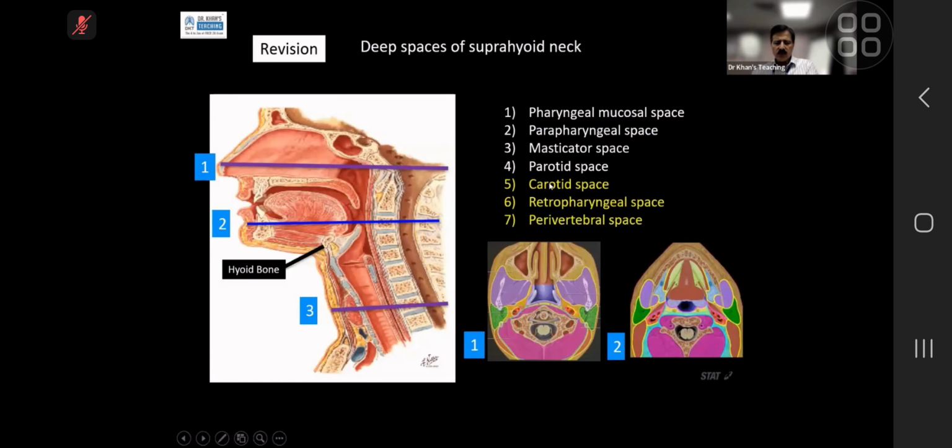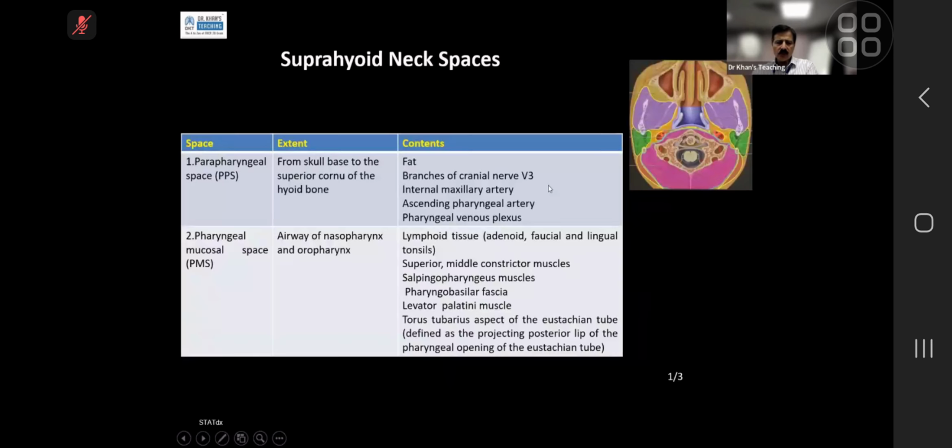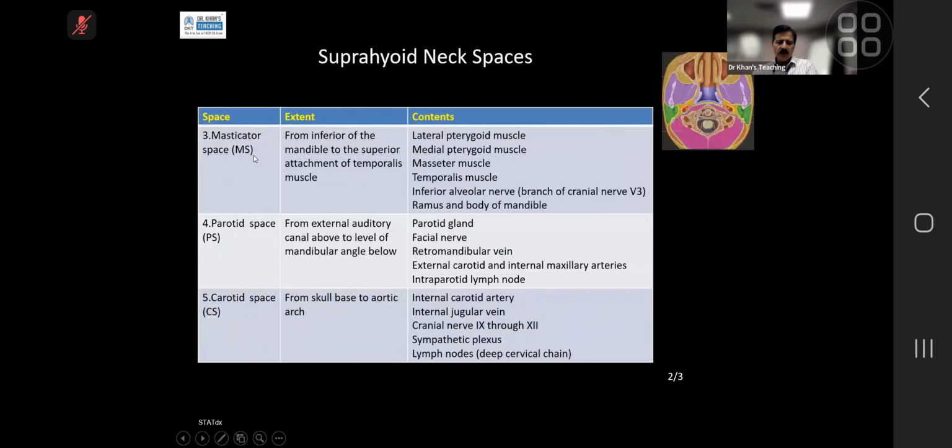And for each space, you should know what is the location, then what is the extent, and then what are the contents. So we will revisit the details as we continue. Today we are going to learn about parapharyngeal space and pharyngeal mucosal space. Masticator space and parotid space, we have already finished them.